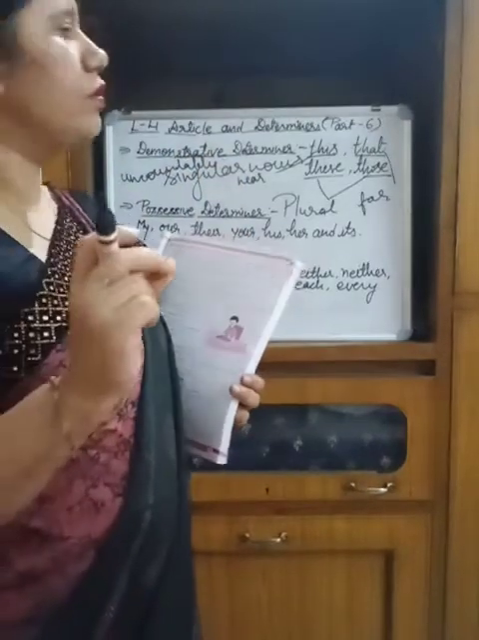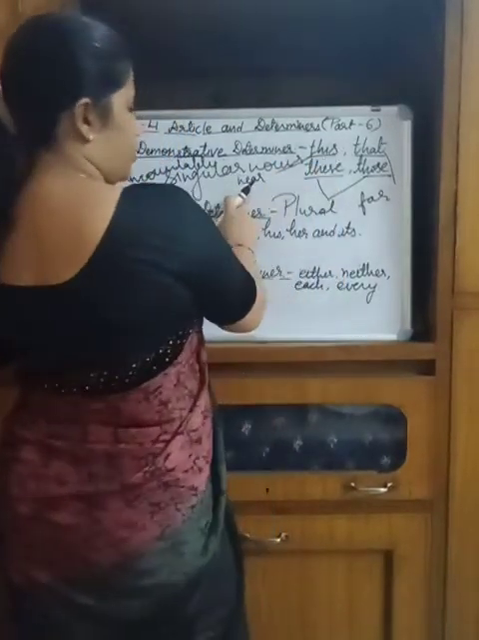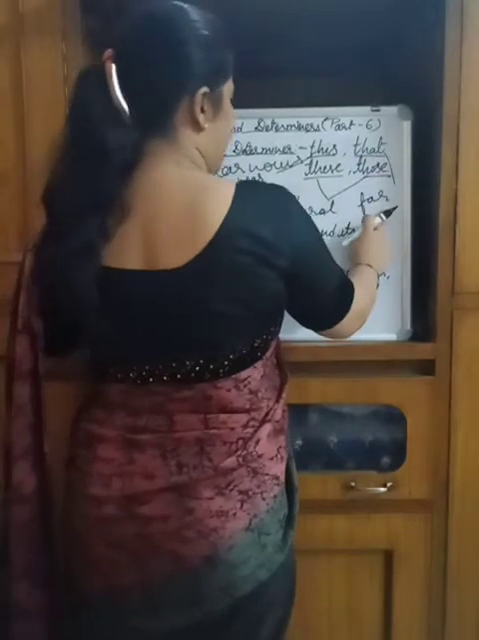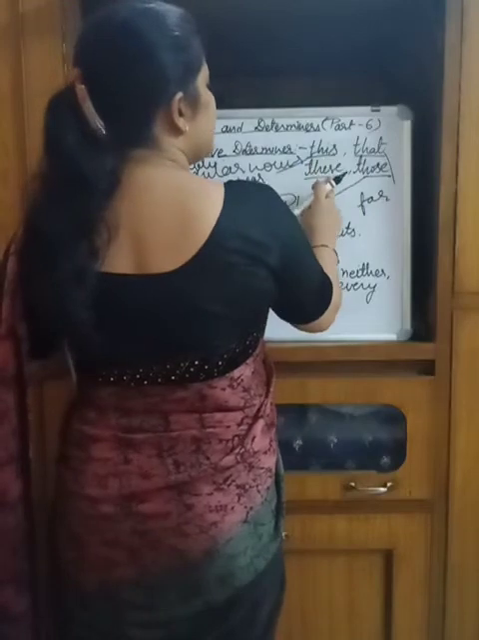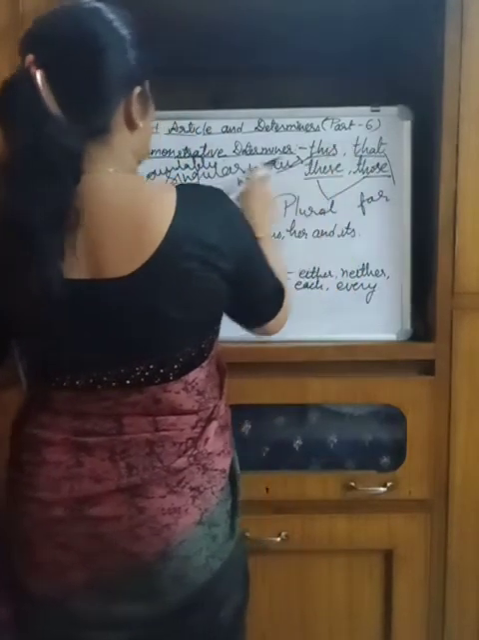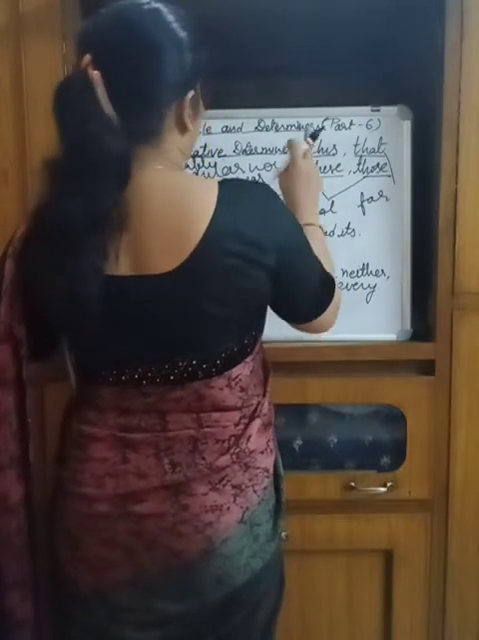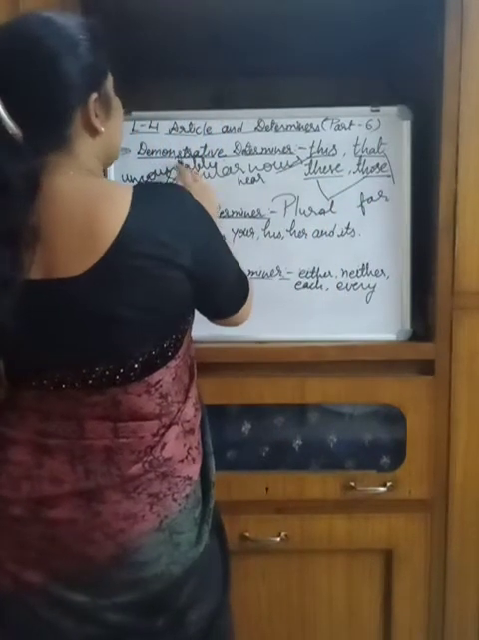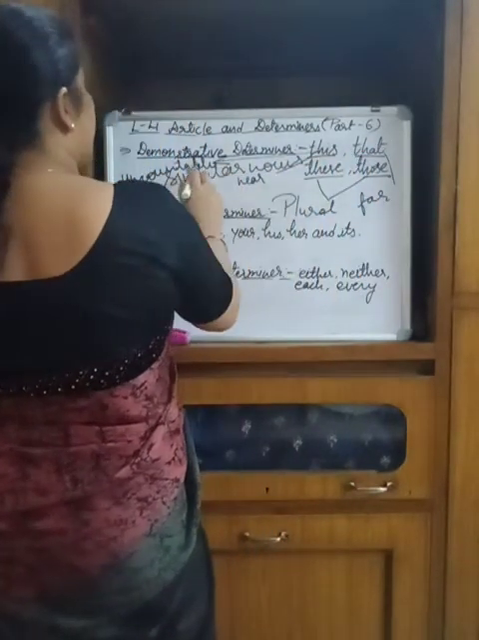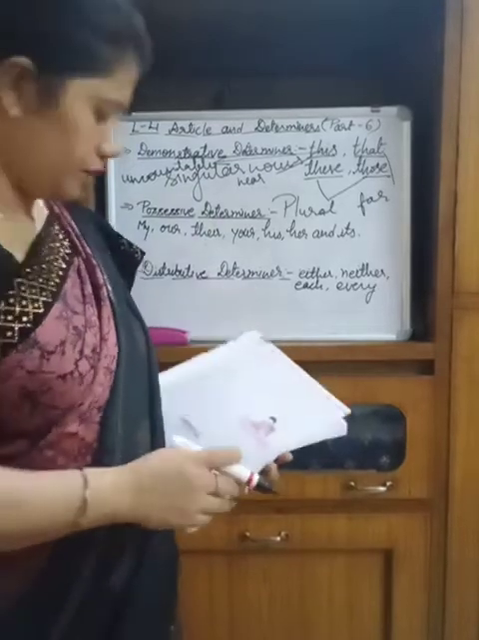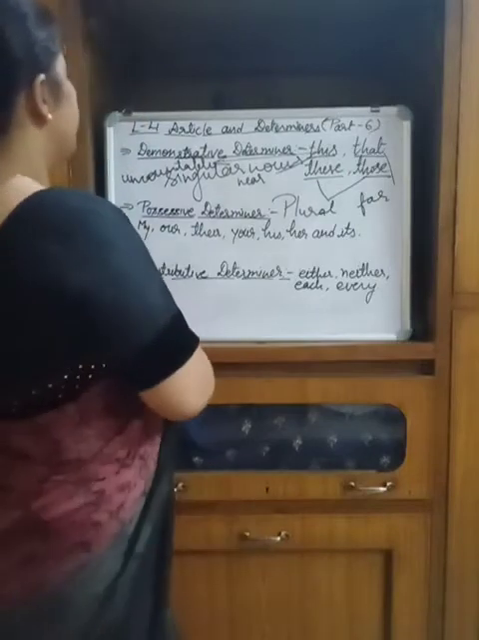So these are the few basic things that you need to learn. This we use for the near object, and that we use for the far object. The plural forms of these two are these and those. This and that are used with the singular noun, and these and those with the plural form. One more thing you have to learn is that this and that we can use with uncountable nouns also.